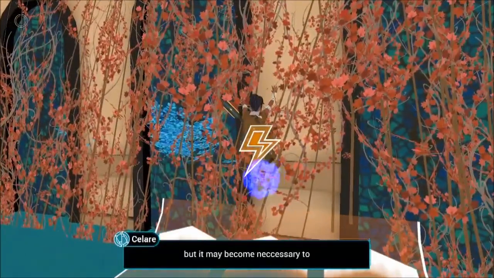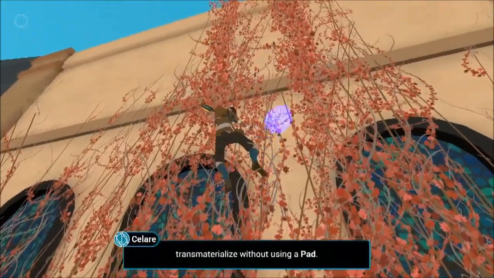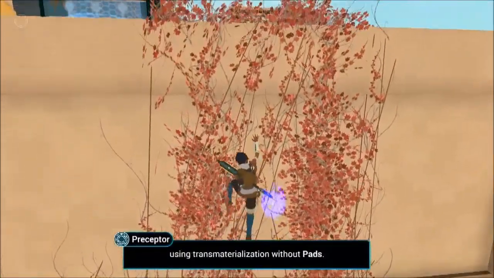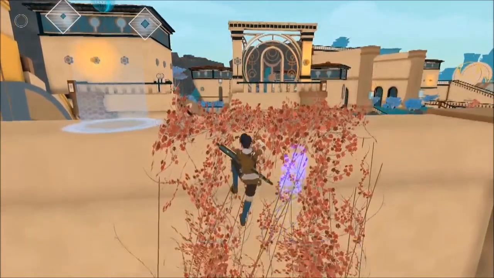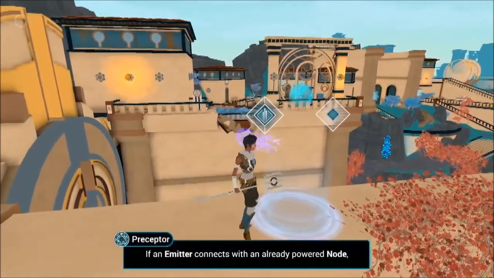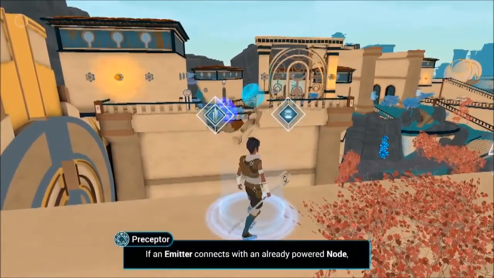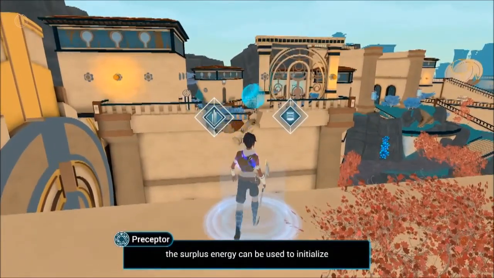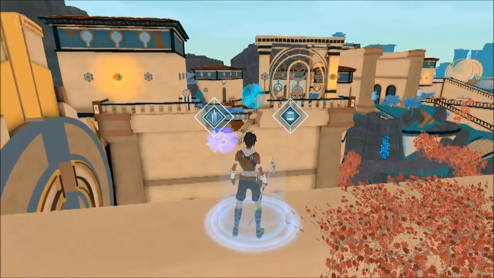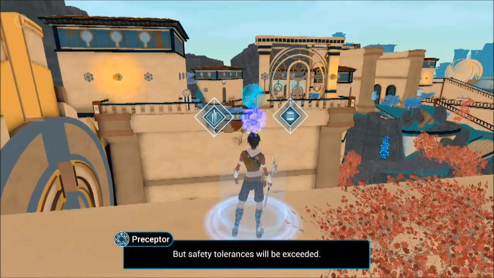Recommend it, but it may become necessary to transmaterialize without using a path. Safety tolerances will be exceeded when using transmaterialization without paths. Yes, I didn't say it was safe, but it works. If an emitter connects with an already powered node, the surplus energy can be used to initialize transmaterialization between points without needing a path. Ooh. But safety tolerances will be exceeded.